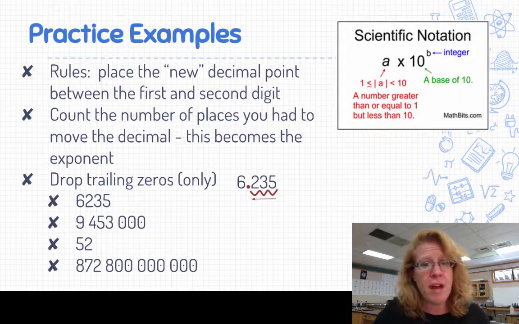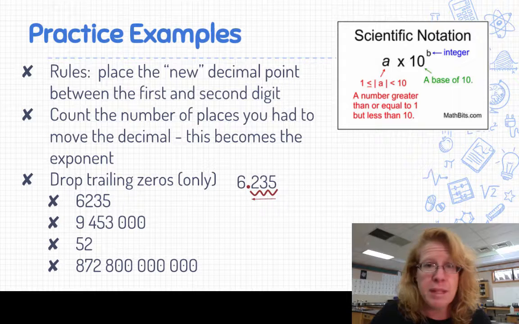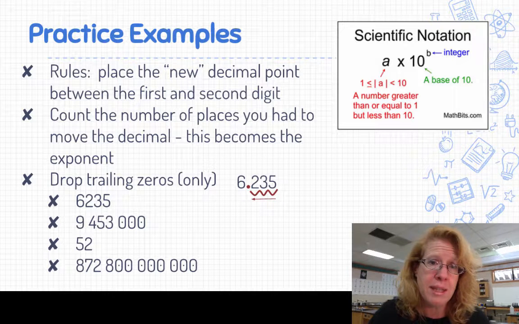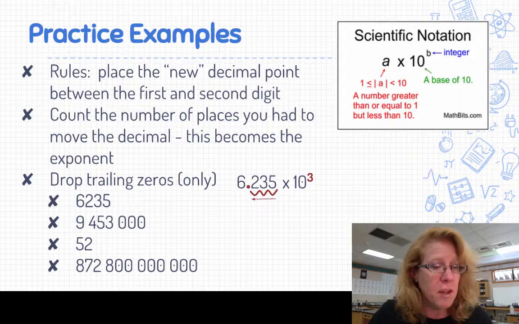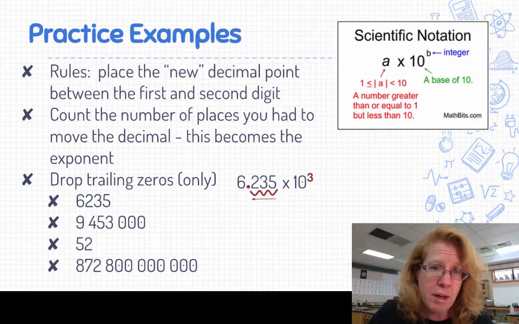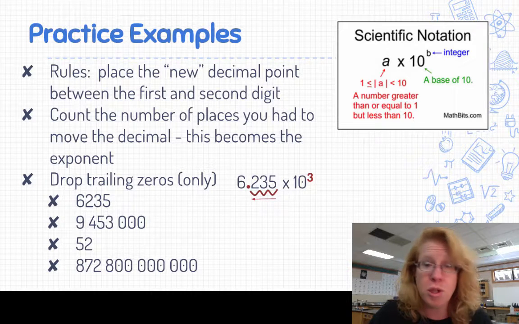And it started after the 5, we move it up 3 spots. So that means my new base and exponent is going to be times 10 to the third, because I moved it over 3 spots. So now would be a good spot for you to hit pause and see if you can work out those other 3 examples that are on there. And then I'm going to work through them here, or show you what the answers are anyway, but I won't work through them quite the same way.